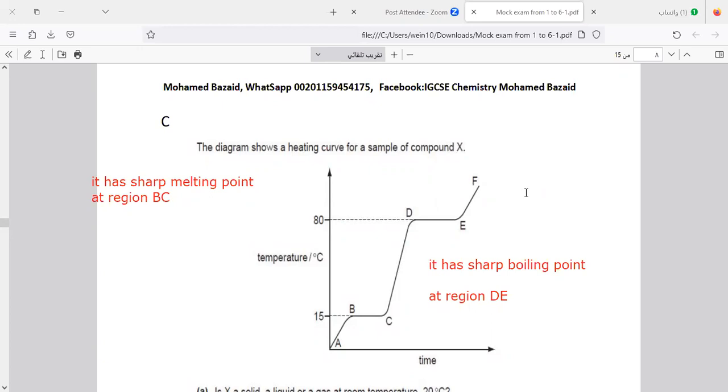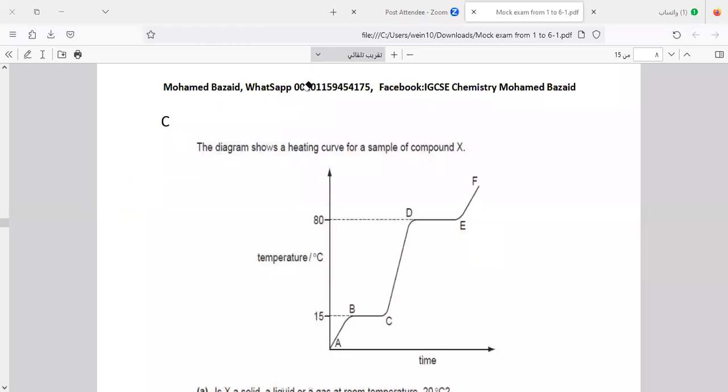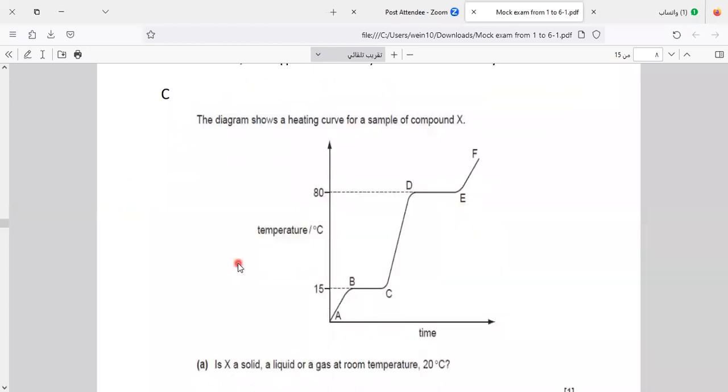Why? Because you didn't mention the melting point at which region. At BC. The boiling point at which region? At DE. If you need to get the mark, write it has a sharp melting point at region BC, or it has a sharp boiling point at region DE. This is the complete answer to get a full mark.